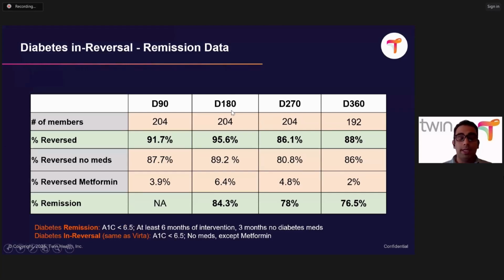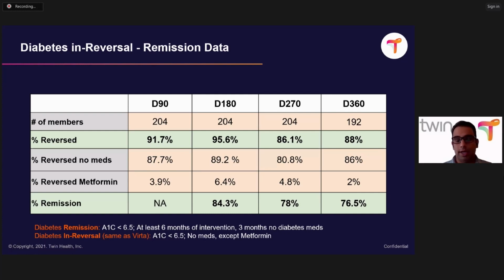So this is what we published at ADA last year, right? And ADA, in fact, had a press meet for Twin Health exclusively. So this is the number that we saw at day 60, 360-day completion, 88% in reversal. And remission is the term we generally like to use as clinicians. So we're saying the remission is 76.5% in the RCT. That is, we have been able to sustain the normalization of HbA1c over a period of time, and we have been able to stop all the medications. So that is a huge remission number, actually.